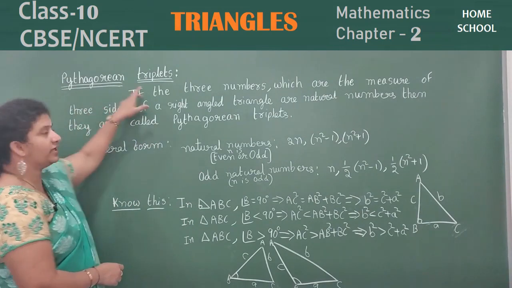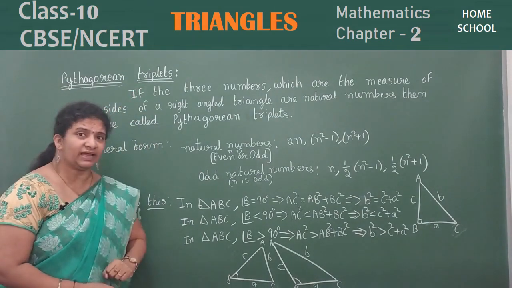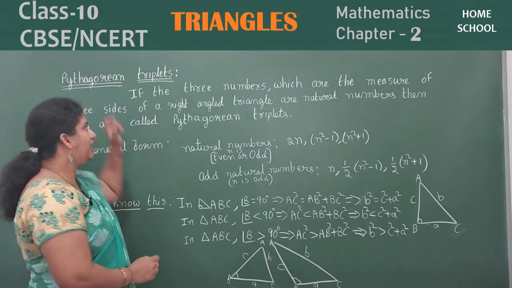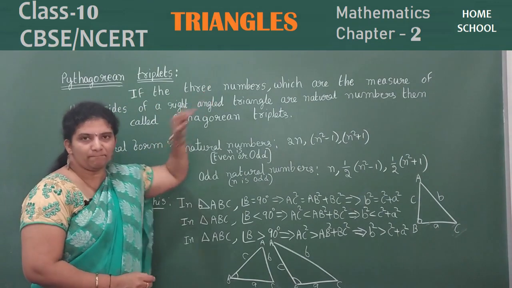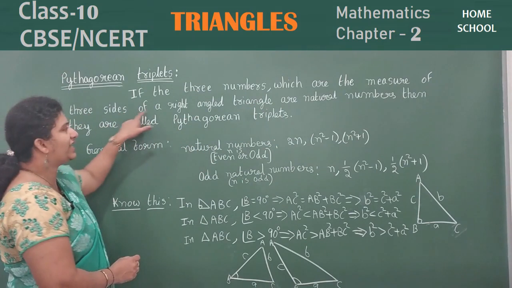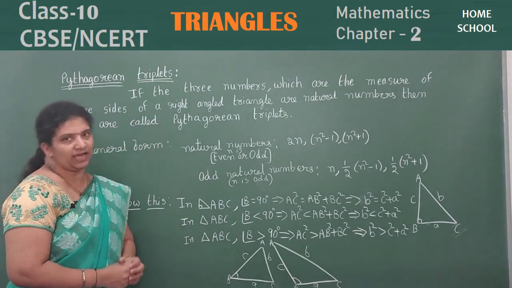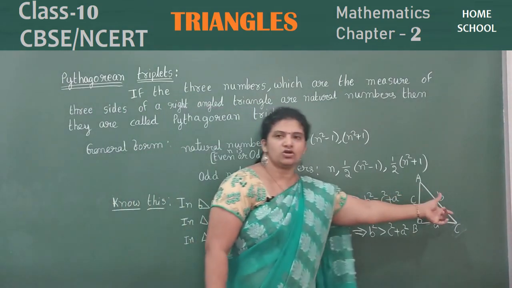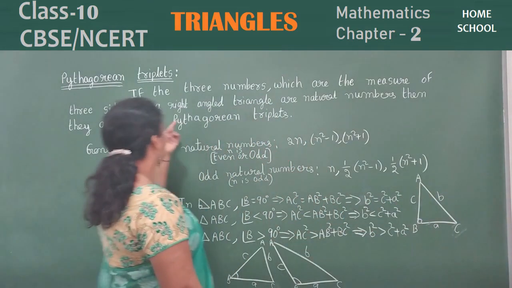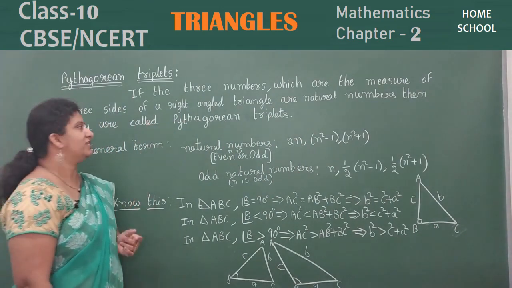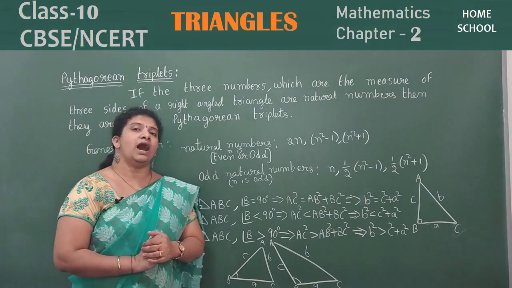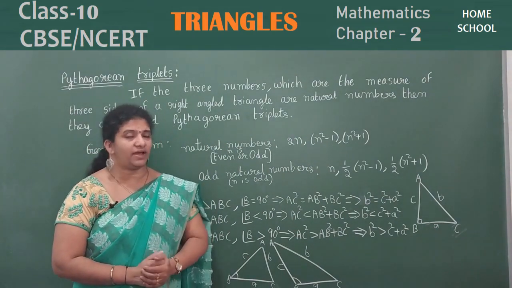So look here, Pythagorean triplets. What is a triplet? Triplet means three, right? So what is this Pythagorean triplet? Let's see the statement. If the three numbers which are the measures of the three sides of a right angle triangle are natural numbers, then they are called a Pythagorean triplet. If they are natural numbers, then we say they are a Pythagorean triplet.